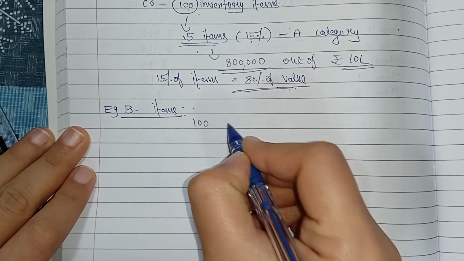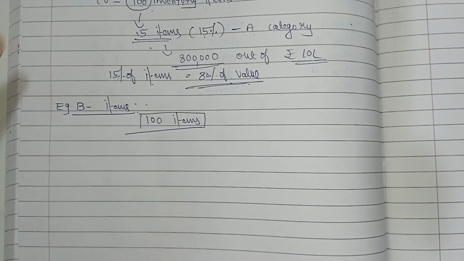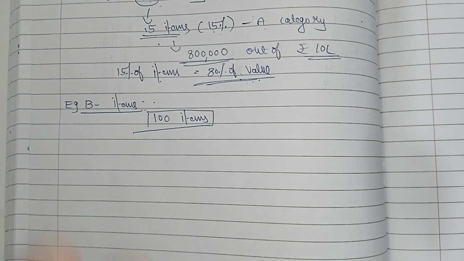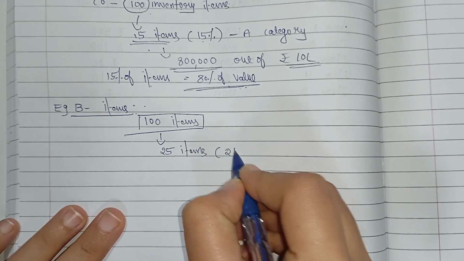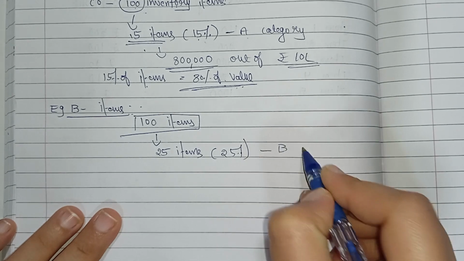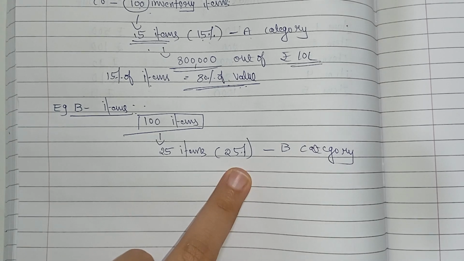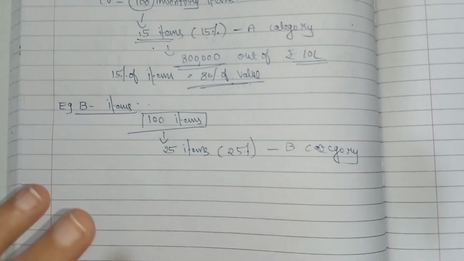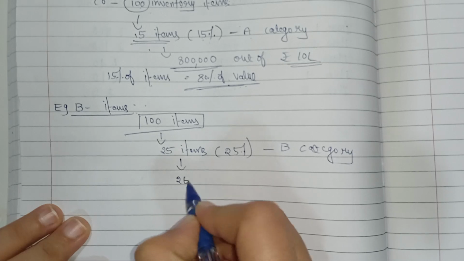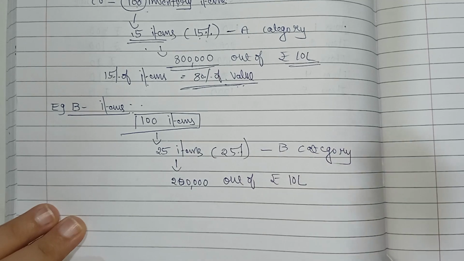You have 100 items in your inventory. Around 25 items, which means 25%, are classified as B category. Out of 100 items, 25 items means 25%. These 25 items add up to about rupees 2 lakh. So the value of 25 items is rupees 2 lakh out of a rupees 10 lakh inventory value.